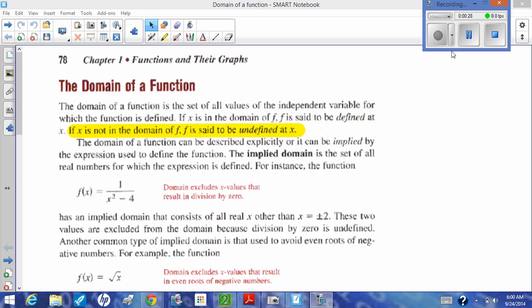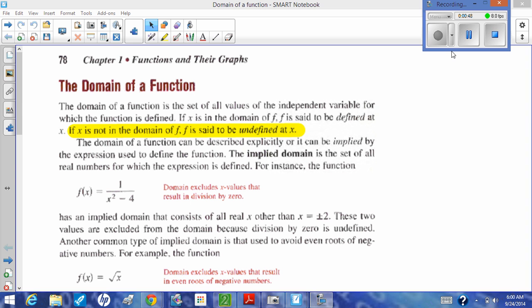This is the domain of a function. The domain of a function is the set of all values of the independent variable for which the function is defined. If x is in the domain of f, f is said to be defined at x. If x is not in the domain of f, f is said to be undefined at x.